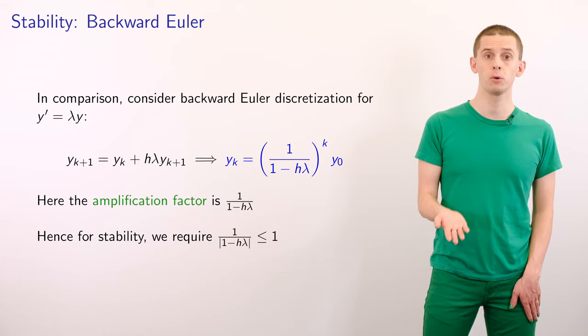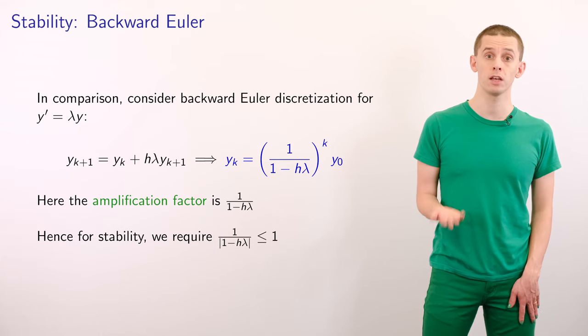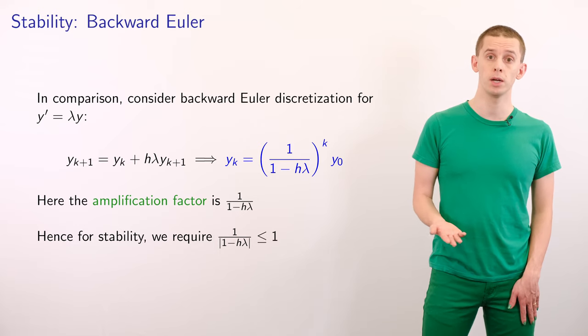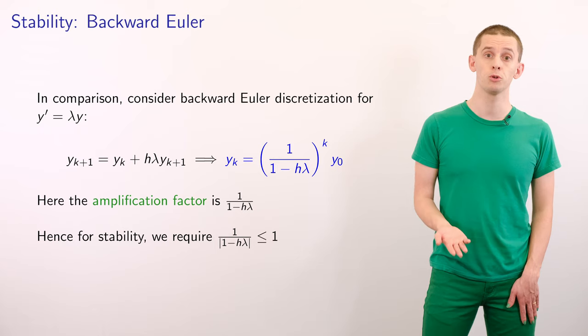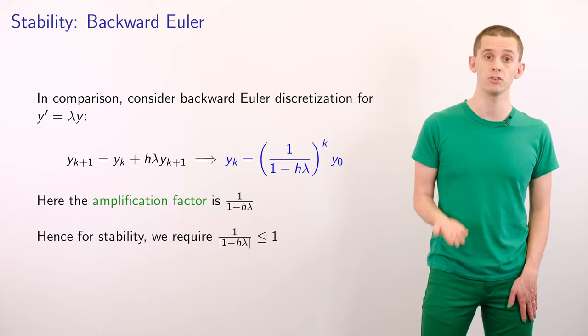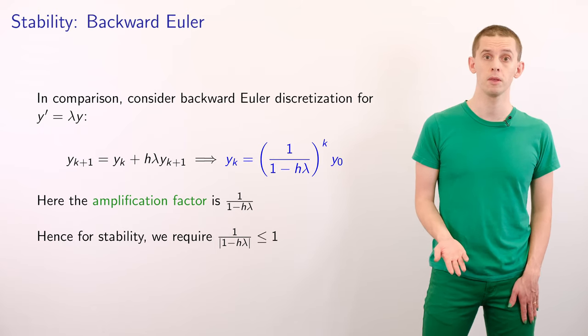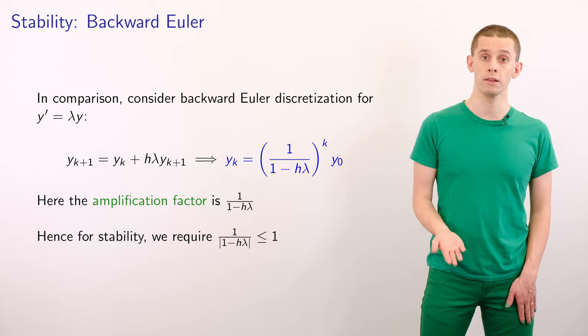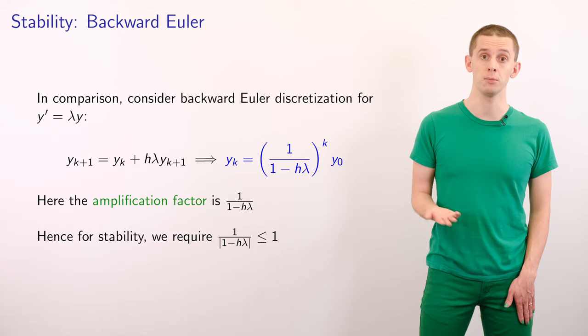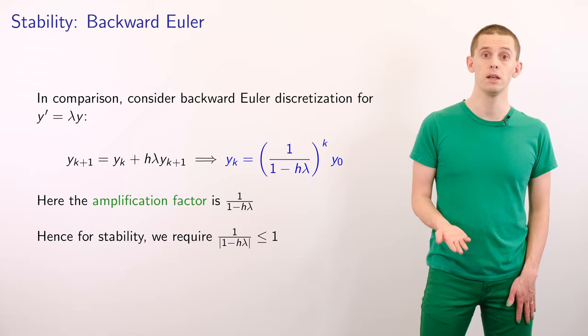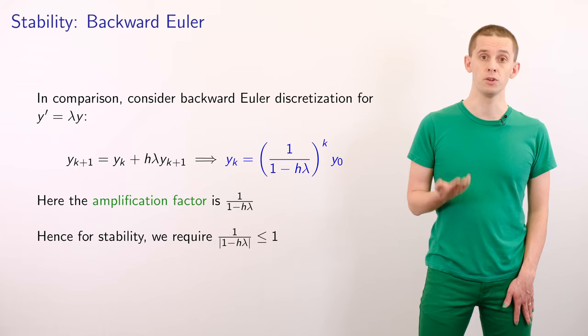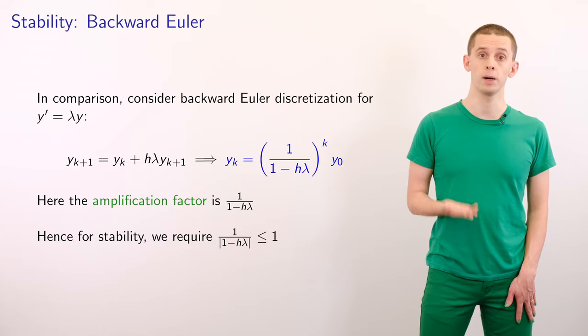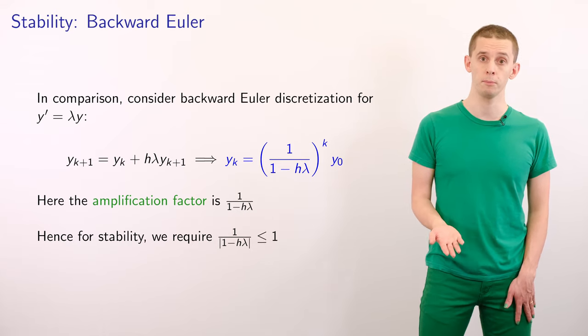Let's now consider the backward Euler discretization for our standard test problem, y prime equal lambda y. And in this case, our numerical method will give us that y_{k+1} is equal to y_k plus h times lambda times y_{k+1}. And we can rearrange this to get that y_k is equal to (1 divided by (1 minus h lambda)) all to the power of k, multiplied by y_0. So here, we see that our amplification factor is given by 1 divided by (1 minus h lambda).